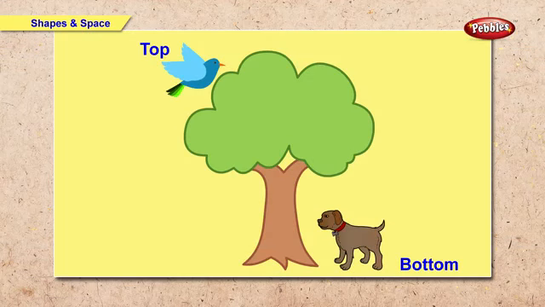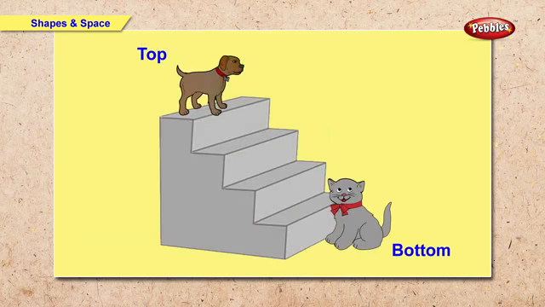Observe this picture carefully. The bird is at the top, the dog is at the bottom. In this picture, the cat is at the bottom of the stairs, the dog is at the top of the stairs.